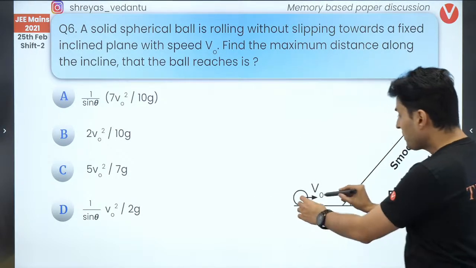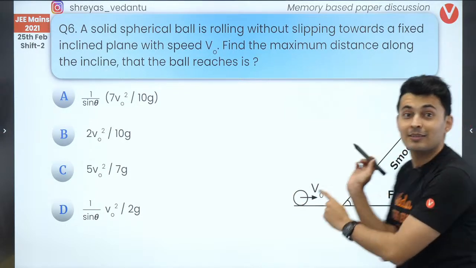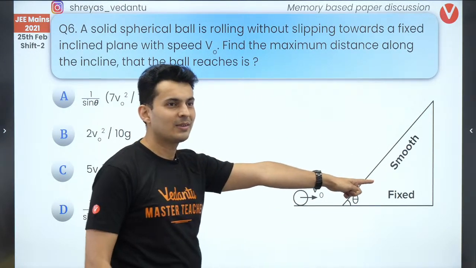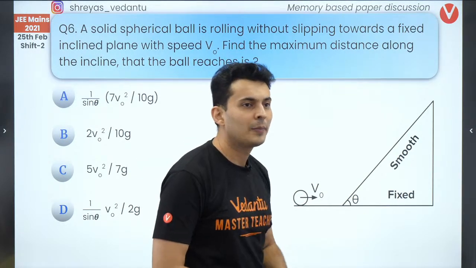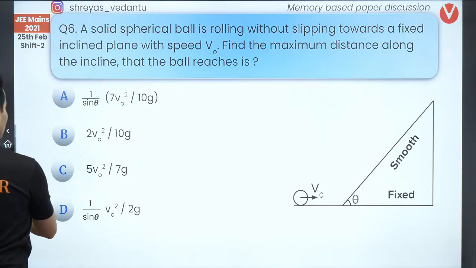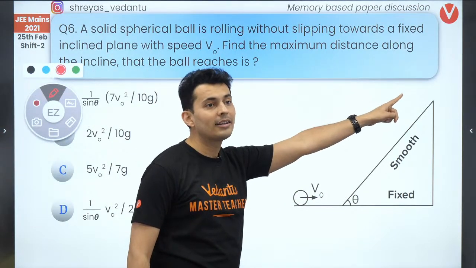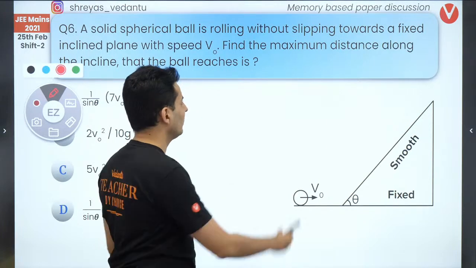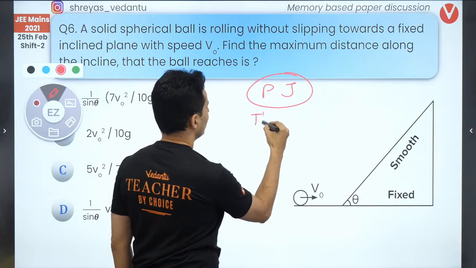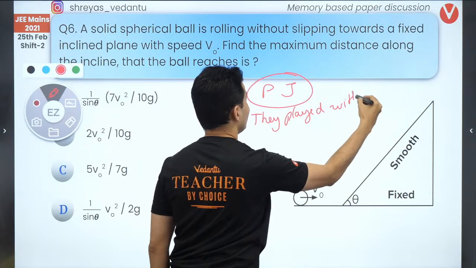Okay, now there is a solid sphere and it rolls up a smooth incline. Was it mentioned smooth in the examination? Yes. Jaya, maybe yes, maybe not. Guys, I hope you realize the word smooth makes a big difference. The question is maximum distance along the incline. This is a PJ question. What kind of question is this? PJ question. They played with you. Yes, they really played with you, guys.